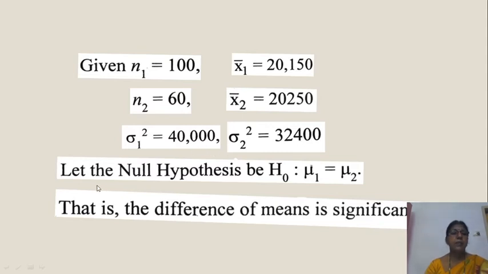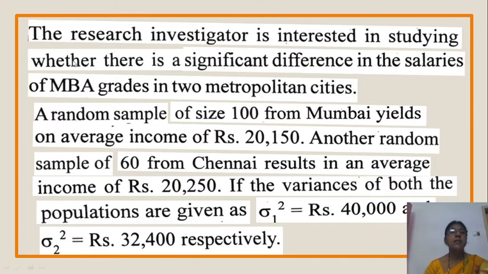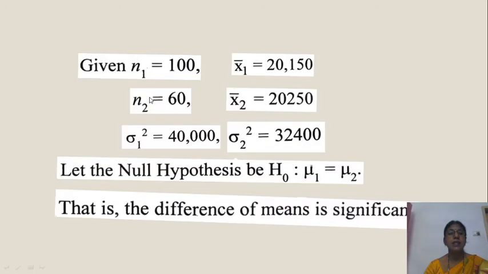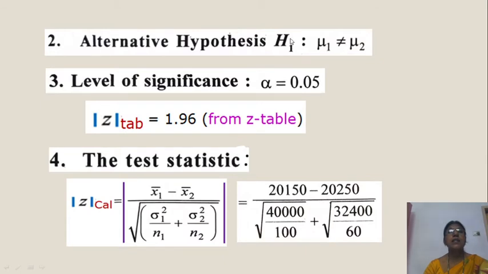What is the first step? This is the solution. The null hypothesis H0: mu1 is equal to mu2. See the problem. What is the problem? Test whether there is a significant difference in salaries of MBA grades. So the difference of means is significant. Equal means there is no difference in the salaries. Alternate hypothesis is difference: mu1 is not equal to mu2.